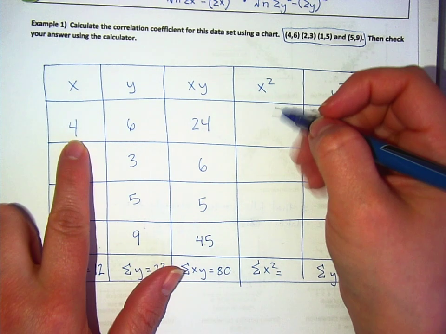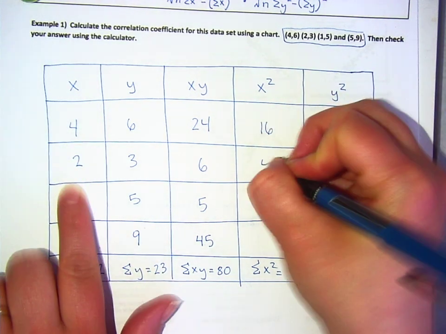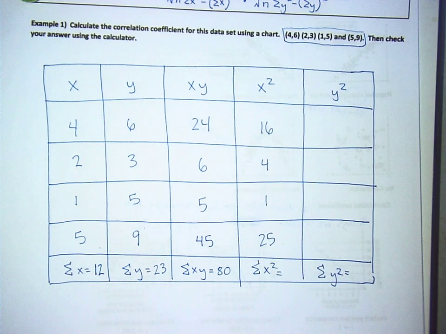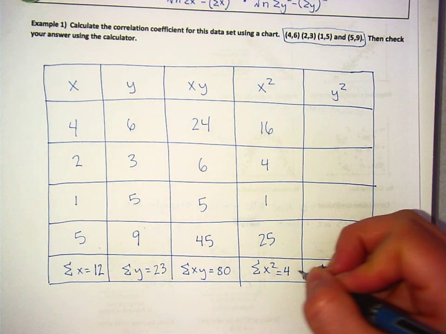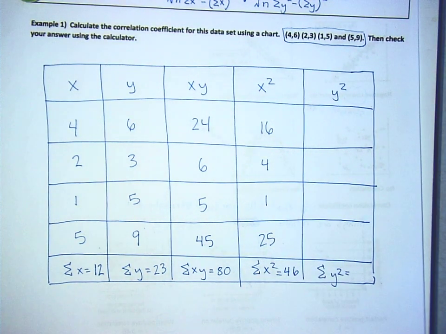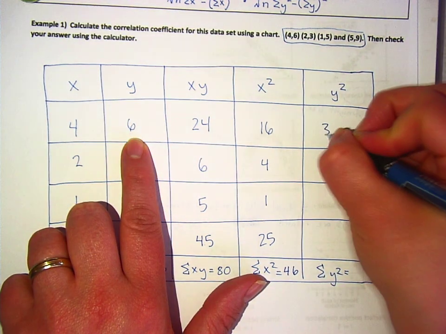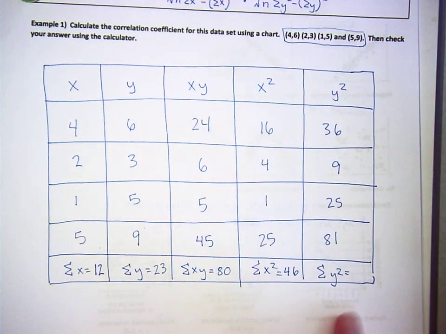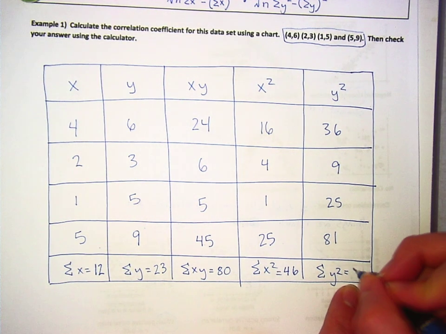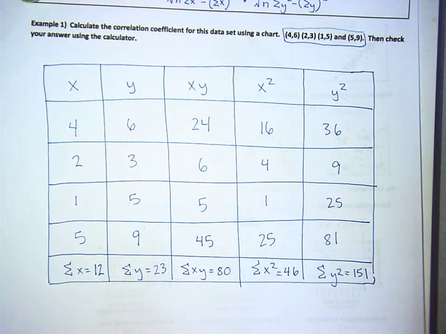All right, then we're going to start squaring all of the x columns. So let's see, 16, 4, 1, 25. We've got to add all those up. 46. All right, then we're going to square all the y's. Somebody want to, 151. What'd you get? 151. Can somebody confirm that one for me? Let's see, 15, 20, 21, 50, yeah, you're right.